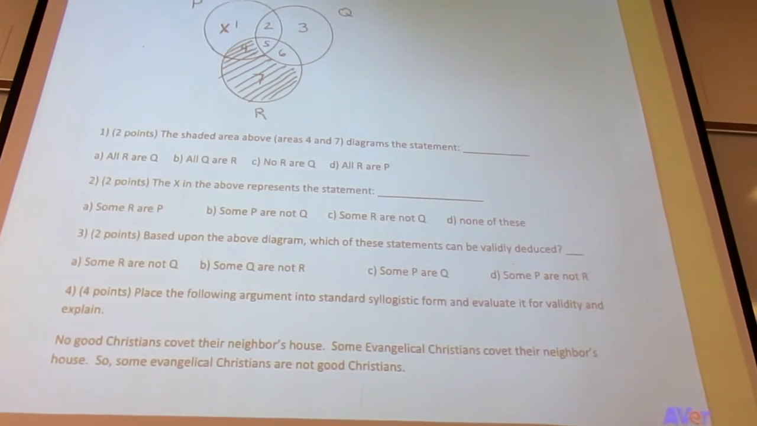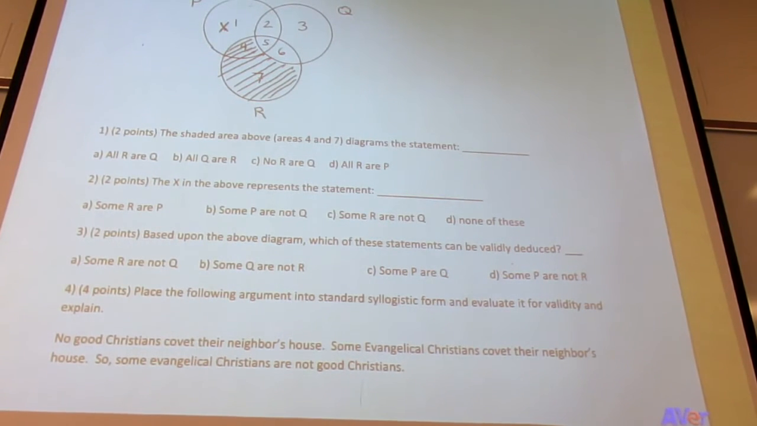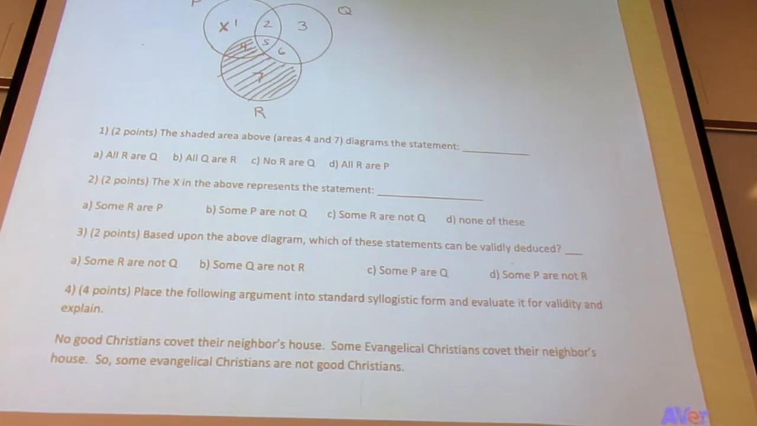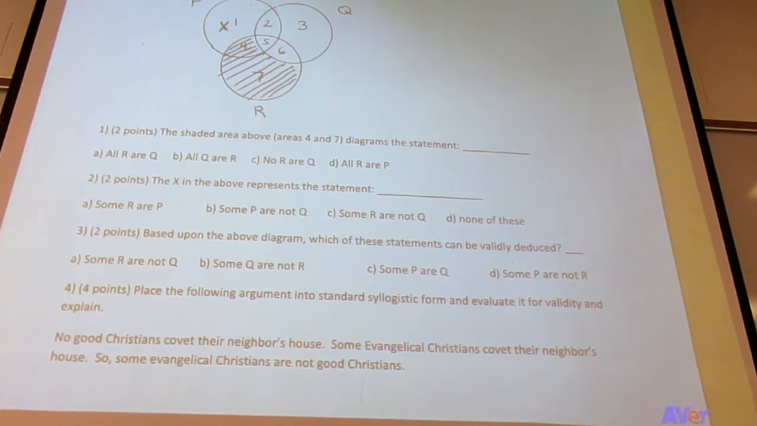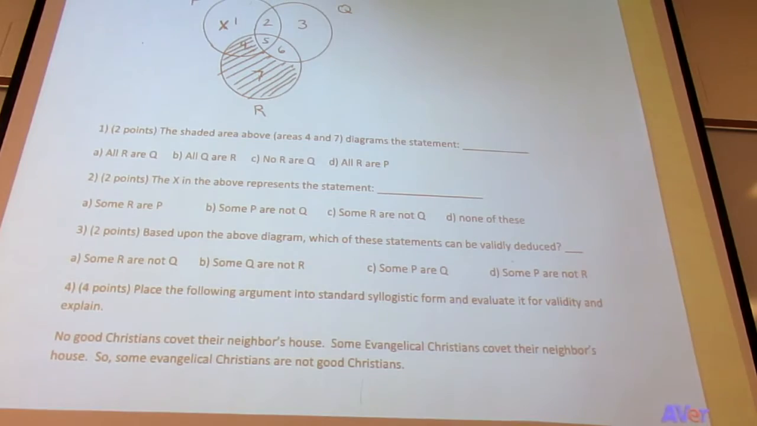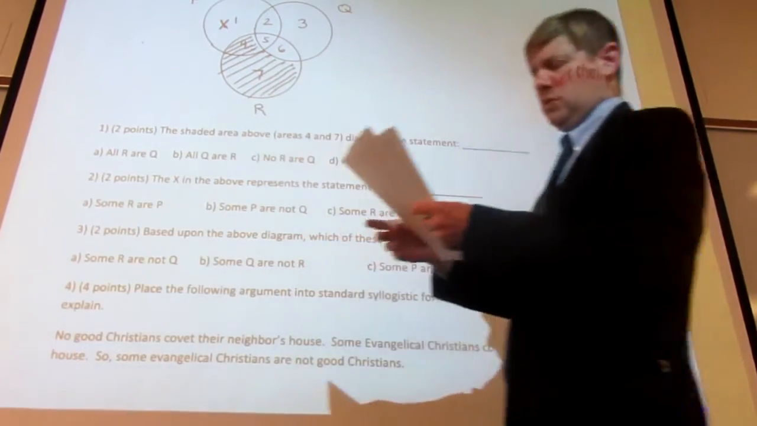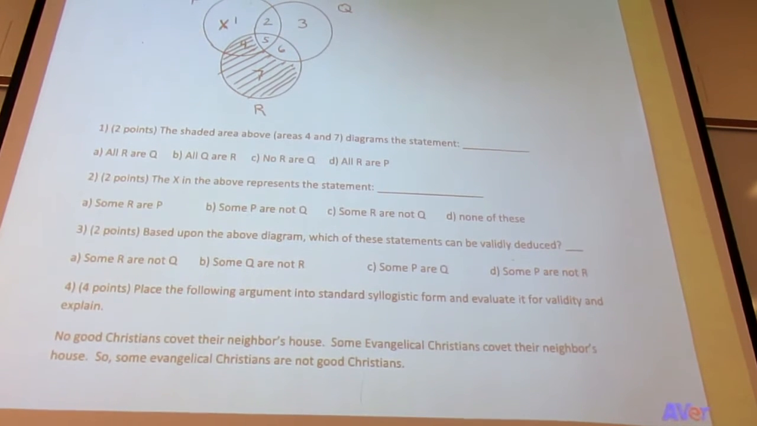Backwards from the diagram, although it shouldn't be any more challenging. Let me go through this. The shaded area in this one above was what? It shaded all of R that wasn't Q. That was A, for all R are Q.